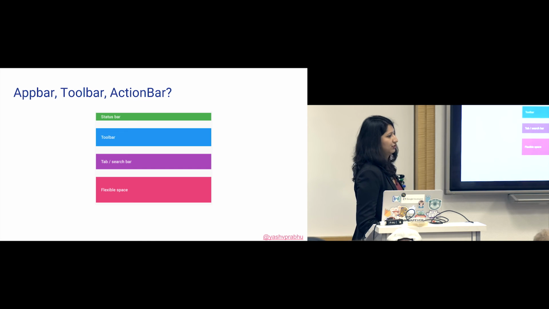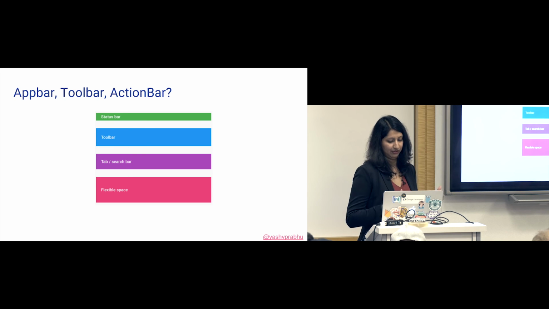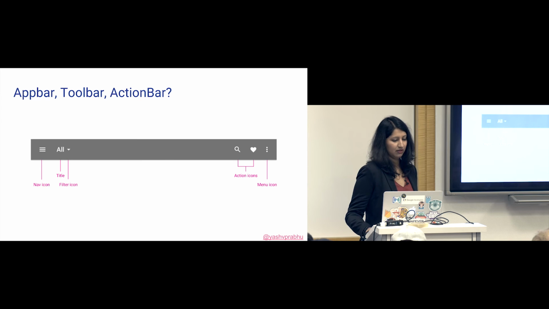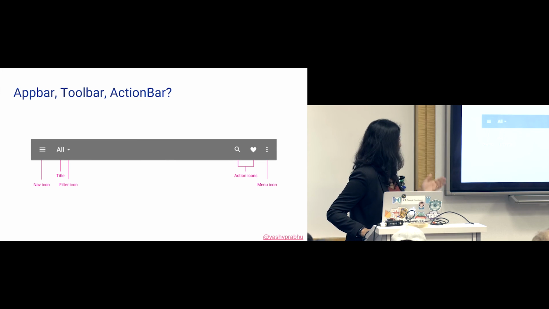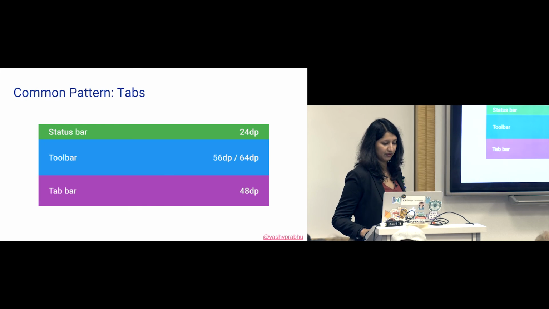And the toolbar is a region which has things like your navigation drawer, some icons, overflow menus. And then the region below that is the tab bar, which you saw in the YouTube app. And then a region below that is flexible space. And this is a region where you put like images or whatever you want that can have different height. So this is a specialized toolbar. It has a navigation icon, title, filter icon, some sort of action icons, and menu icons.